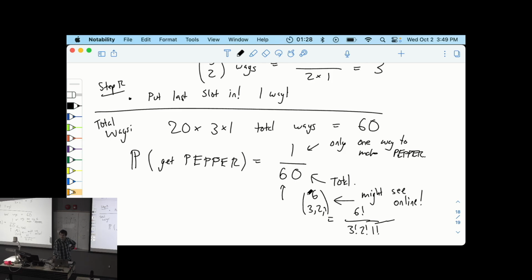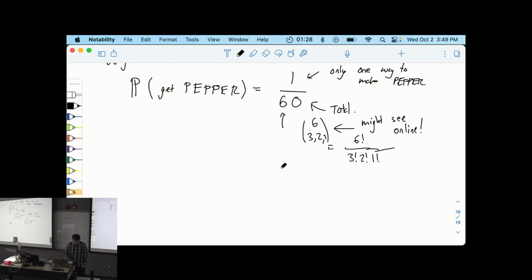Other questions? These are very good. Okay, so we got 1 out of 60 this way. The other way that you can do it is as ordered tiles. This one's a bit quicker if you ask me, ordered tiles.